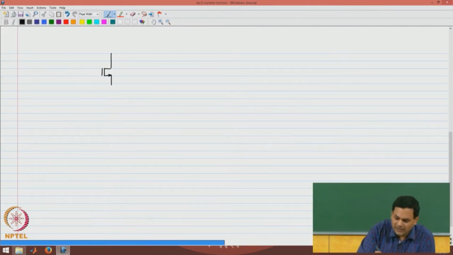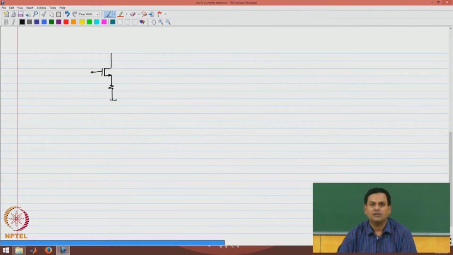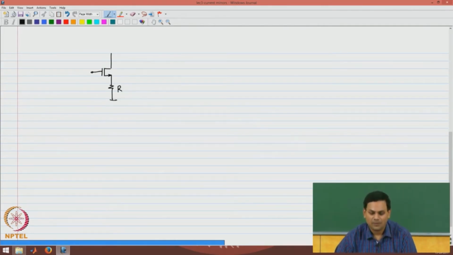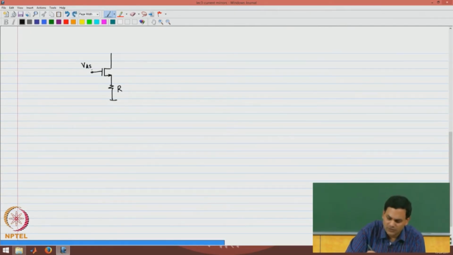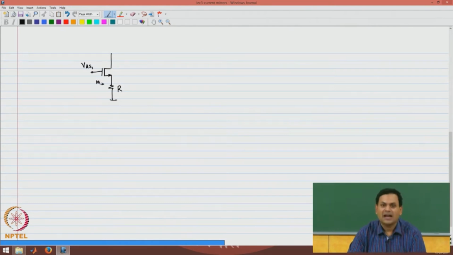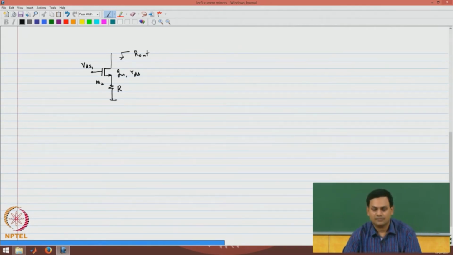Now, to do that, let us start by adding a resistance R in the source path of the transistor M2. This was VGS1, which is the same as VGS2. I am going to add a resistance R in the source path of M2. I now want to find out what the output resistance is for this particular configuration. So, let us assume that the transistor has a gm and an RDS.